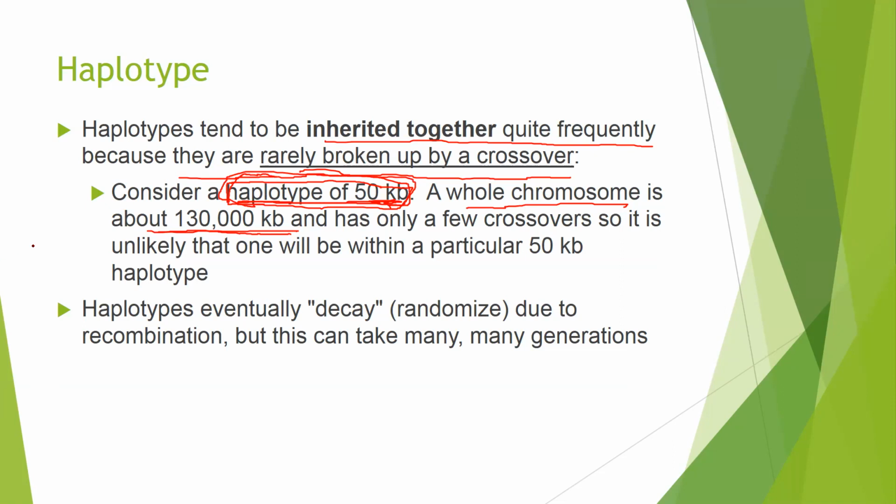And haplotypes eventually will decay. Decay means they get randomized due to recombination, due to the crossing over. However, this process may take many years, many generations. That's why when we look into human beings, we still see many intact haplotypes, because the decay of those haplotypes takes time.